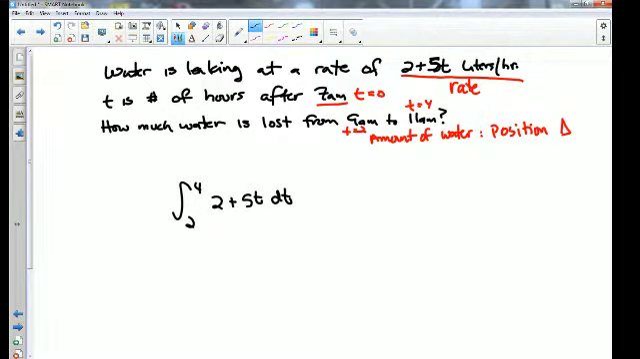What's the antiderivative of 2? 2t. It's just 2t? Yeah, you just add the variable. Then 5t squared over 2, evaluated from 2 to 4.